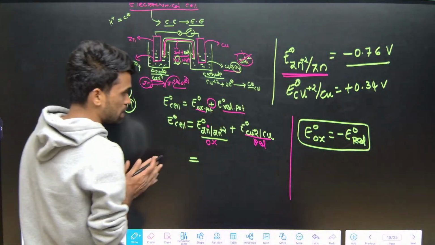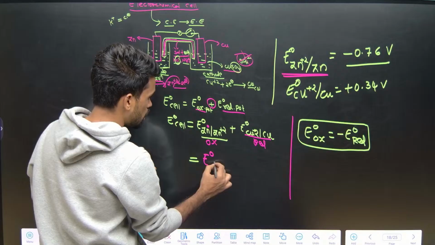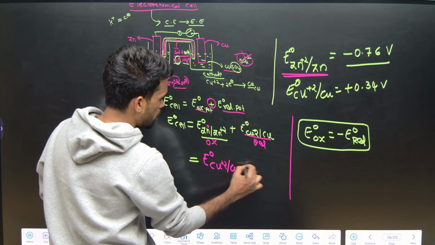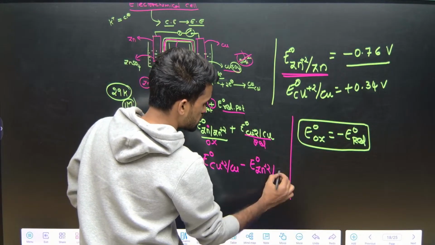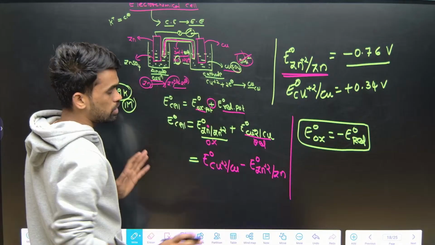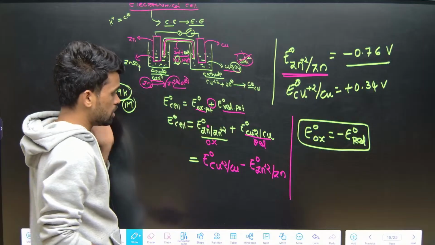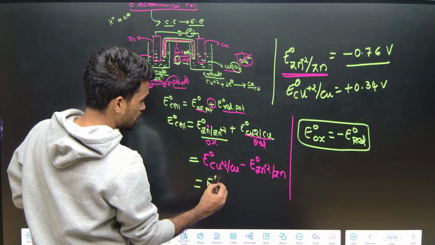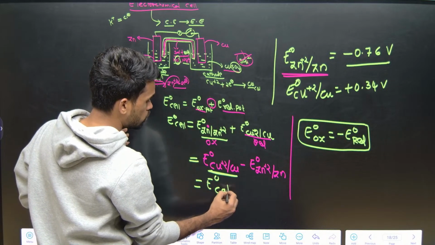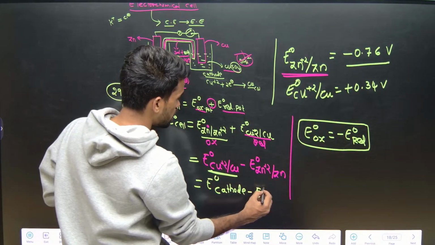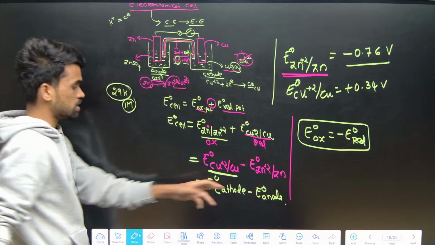Otherwise I will make a formula here, see. Here also I am writing reduction potential. It means E naught of Cu plus 2 to Cu minus E naught of Zn plus 2 to Zn, okay. Any of these formulas you can use, but try to substitute the values exactly as per the concept, okay. So this copper reduction is taking place at where? Cathode. E naught of cathode minus E naught of anode, that is it, okay.